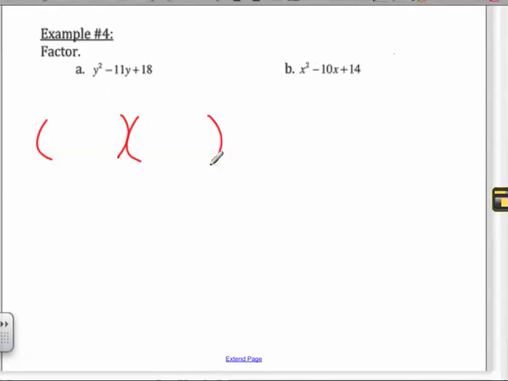And let's see, Edward, what's going to be in the front of both of these? Y in the front. Okay? Now, what two factors multiply to give me positive 18 but add to give me negative 11? Well, think about this. If I'm going to add them and get negative 11, I have to have a negative, right? But if I'm going to multiply them and get positive 18, they have to both be negative to make it positive. Okay? Well, if I've got two negative numbers, negative 9, negative 2. They add to give me negative 11. They multiply to give me positive 18.